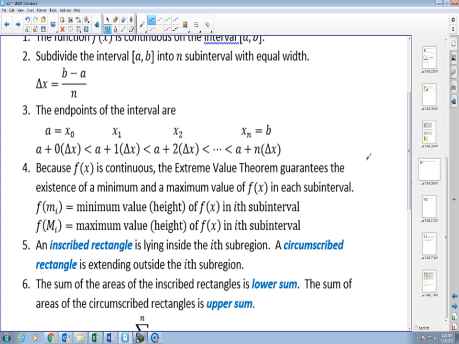If you look at our previous problem, we are bounded from 0 to 2. So my x of n is equal to b, which is 2. Start out with 0 plus 5 subintervals times the width, and the width is 2/5. So the 5 and 5 cancel out. That's how I get my last number, which is 2.